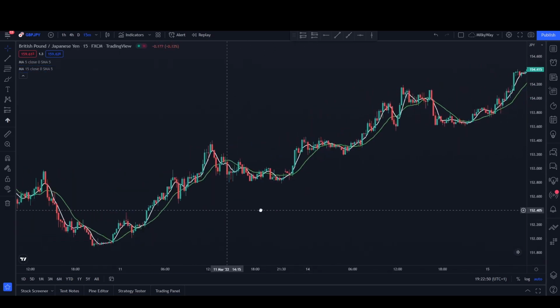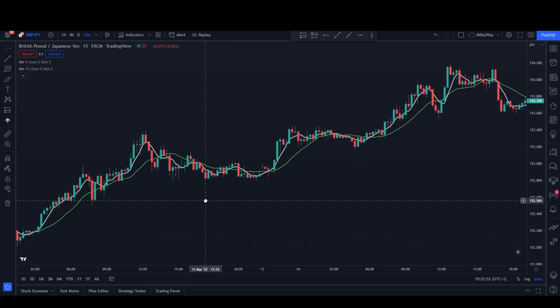All right, so essentially zoom in. So we would take a long when the white line, so the shorter SMA, crosses above the green line, the longer SMA. So here you would take a long trade here. You would put the stop loss at the price of the 5 simple moving average, and you would aim for a 1-to-3 risk reward ratio.